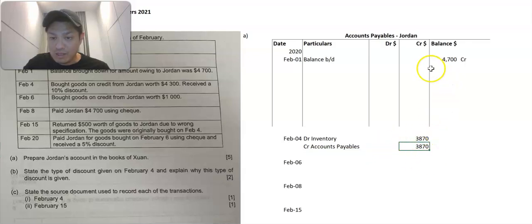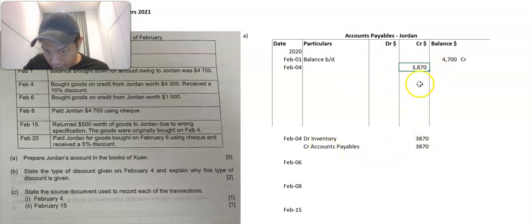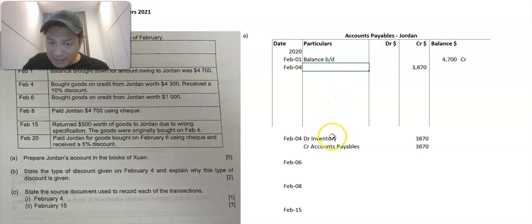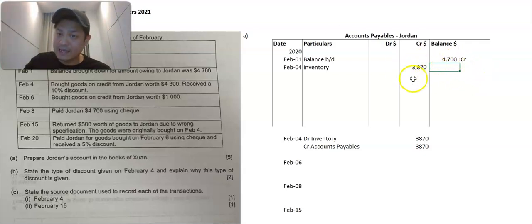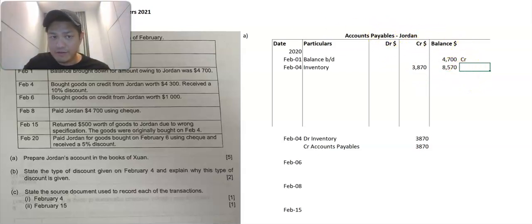So I would move this 3,780 on the February 4th into this part here, 3,780. So you see I'm crediting the accounts payable account, and this is the accounts payable account. I'm crediting it for 3,780. In the particulars, I would take the other side of the double entry and put it in the particulars. So in this case, it's inventory. Okay, and then the balance is just 4,700 plus anything on the credit side, because it's an accounts payable account, it's credit in nature, so it becomes 8,570, and I will put a credit balance here. Okay, so that's February 4th.